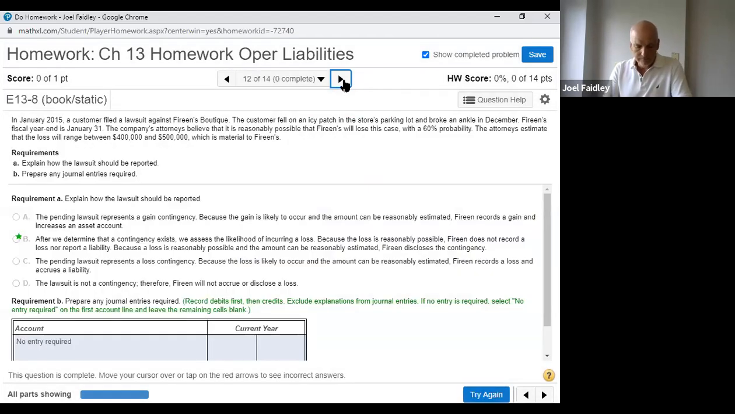Number 12. Oh, a good one, a short one. Customer fell on an icy patch, broken ankle. Company's attorneys believe it is reasonably possible. What did I say about reasonably possible? If it's probable, what? We'll make a journal entry. What about reasonably possible? Reasonably possible. No journal entry, but we disclose it, right? Remember that?